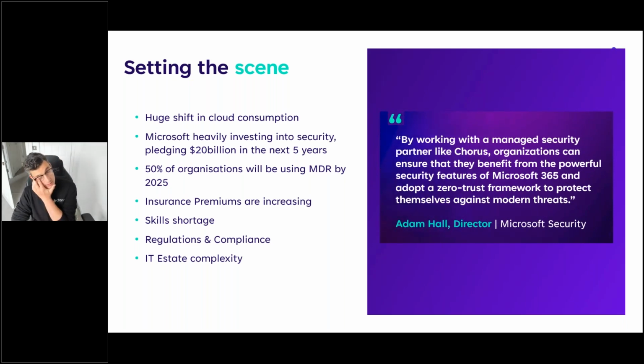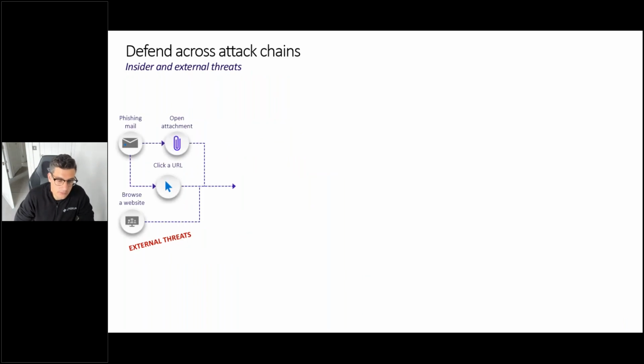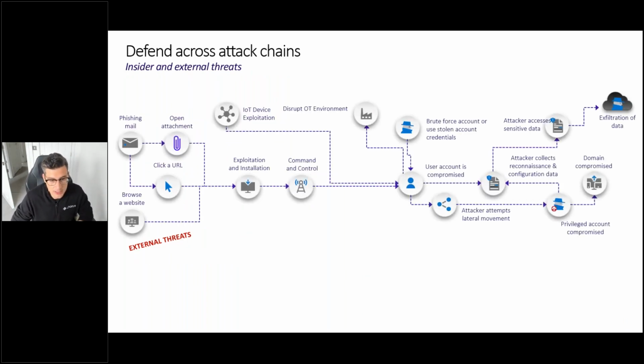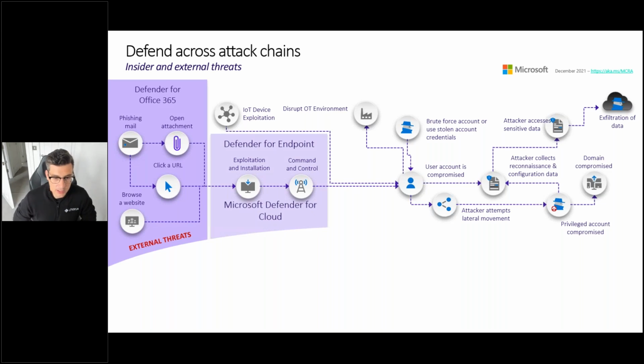If we jump forward a second, to talk about the E5 licensing, or some people have E3 licensing and add on the E5 security bundle, that's certainly what we recommend for a lot of our customers. And some of these tools are contained in Business Premium licensing. If you need any help with that, I'd recommend speaking to Curve.